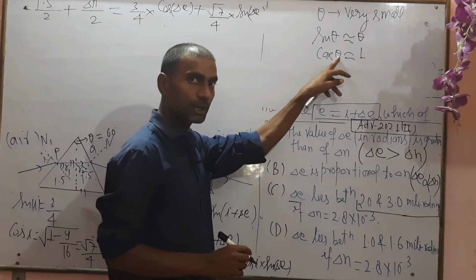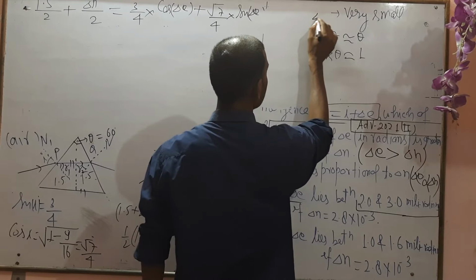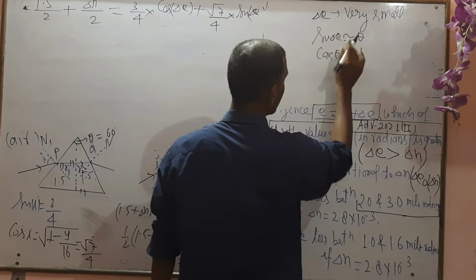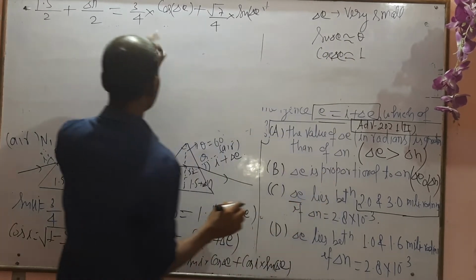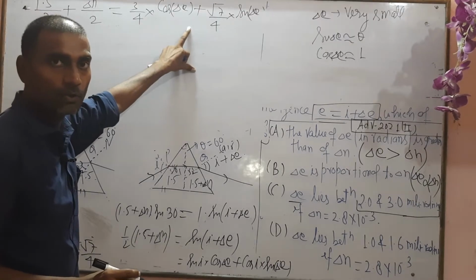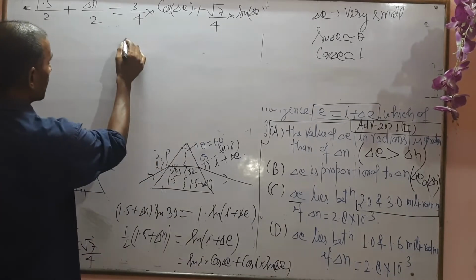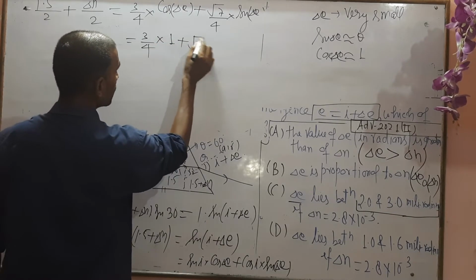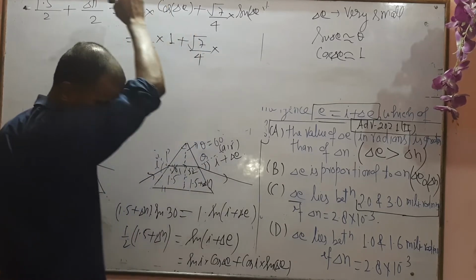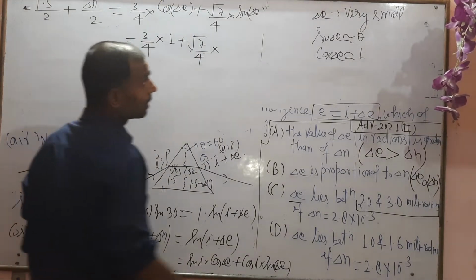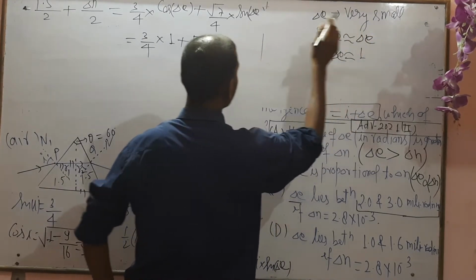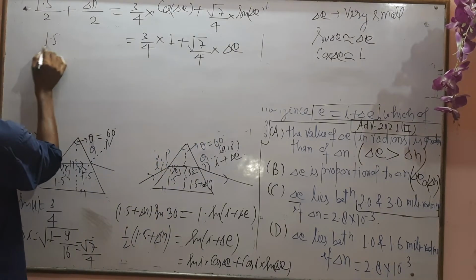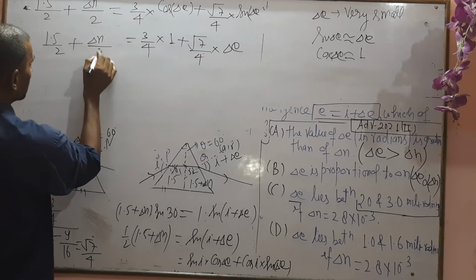So theta is a very small quantity, or we can say if this is delta e, we know that delta is a very small quantity. Then in place of cos delta e, putting the value 1, what will happen? 3 by 4 into 1, plus root 7 divided by 4 into sin of delta e, where sin delta e equals delta e. And this is 1.5 divided by 2 plus delta n divided by 2.